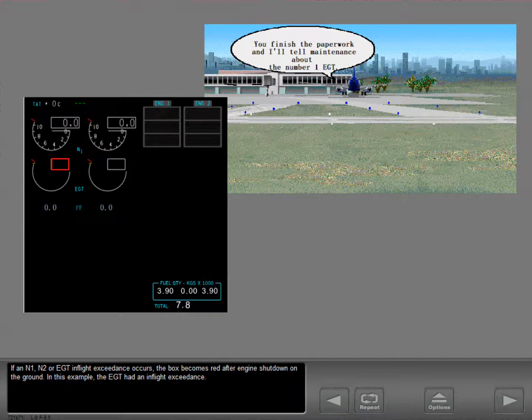If an N1, N2, or EGT in-flight exceedance occurs, the box becomes red after engine shutdown on the ground. In this example, the EGT had an in-flight exceedance.